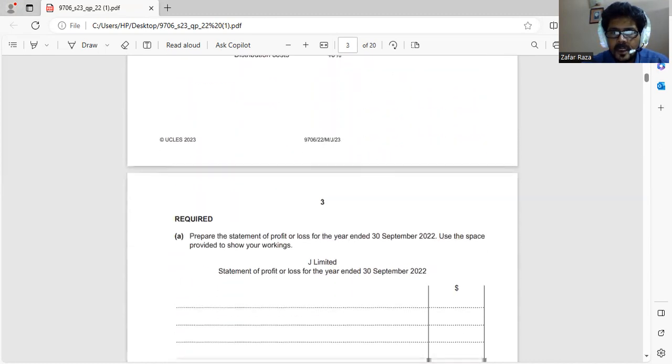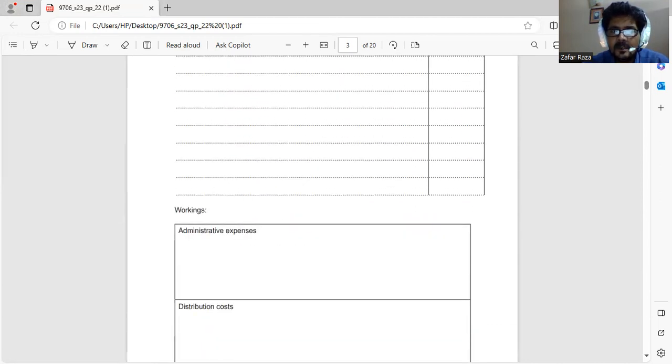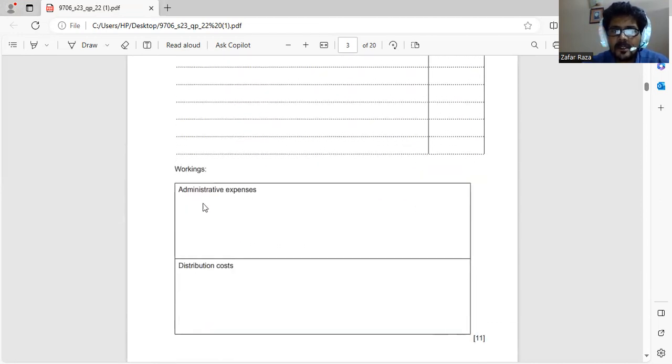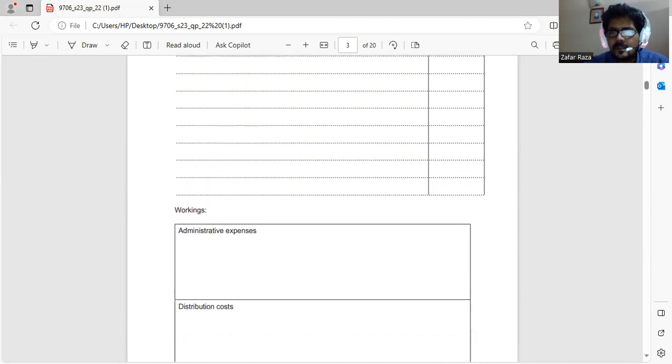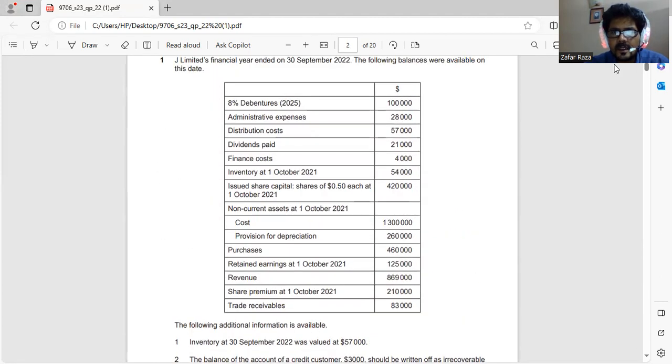What we have to do is make a statement of profit and loss. But before making a statement of profit and loss, we have to calculate the correct amount of administrative expense and the correct amount of distribution cost. So when we are working on it, we have to be careful. Administrative expense is already given to us. Yes, 28,000 administrative expense is given according to the trial balance.